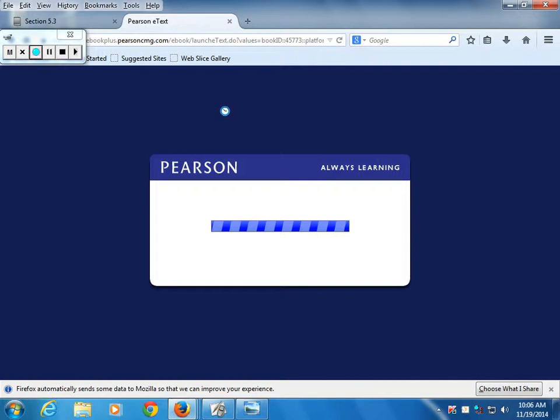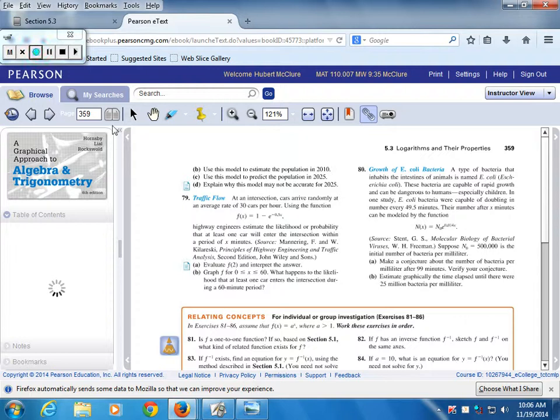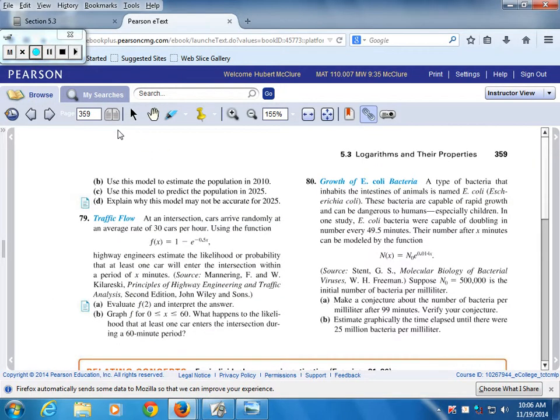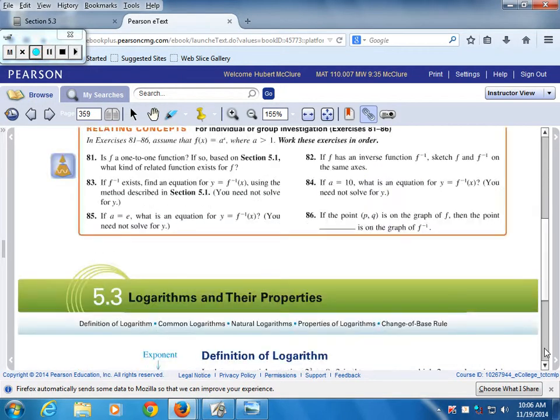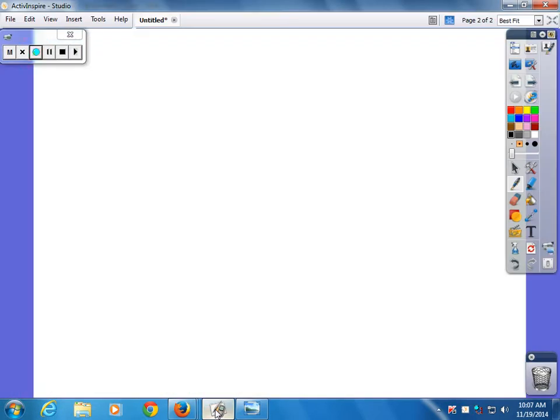You need to know logarithms before you take trig or calculus. You need to know the properties. All right, let's see what we got here. Yep, and there is the number one thing. It's on page 359, right there. If you don't have your book, there it is.